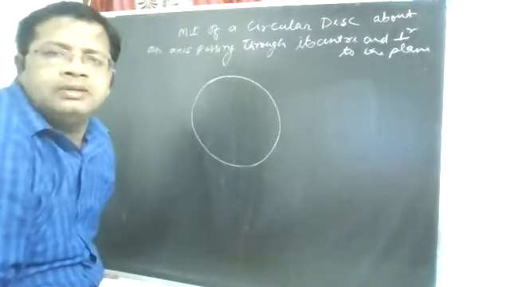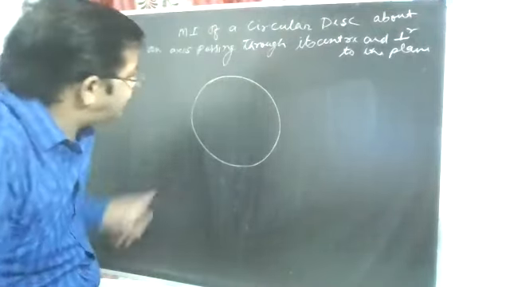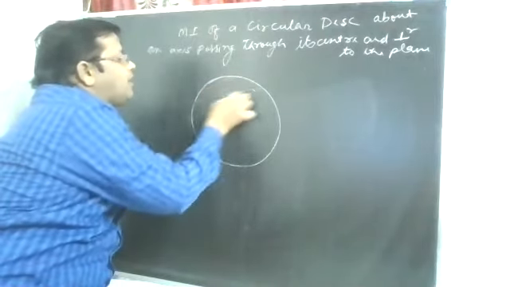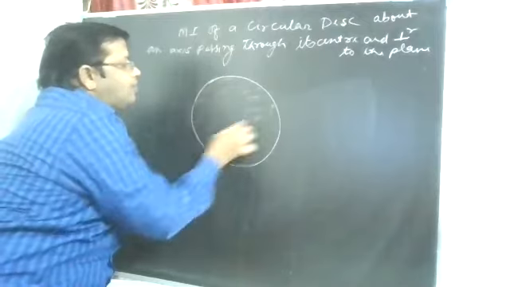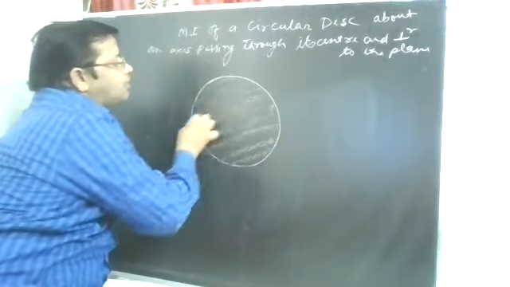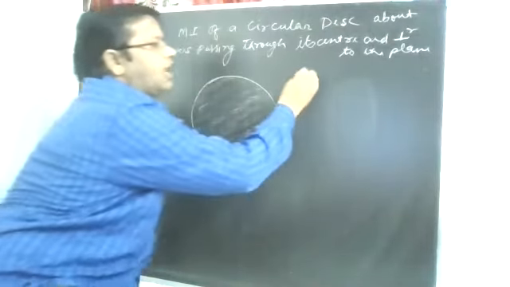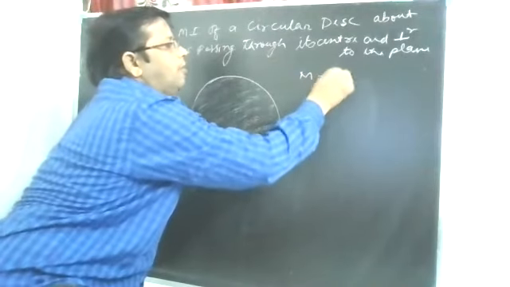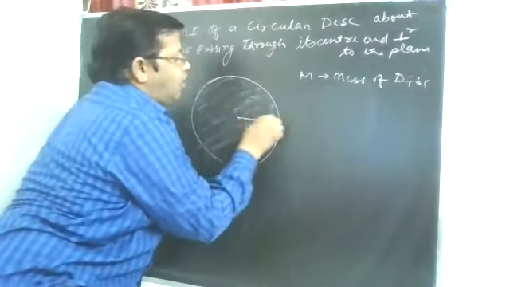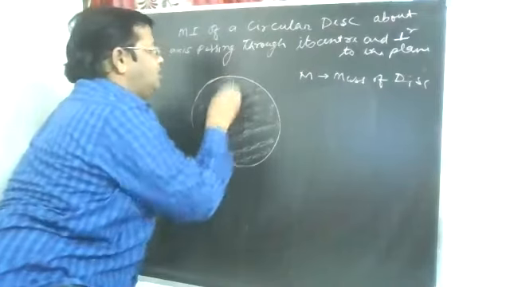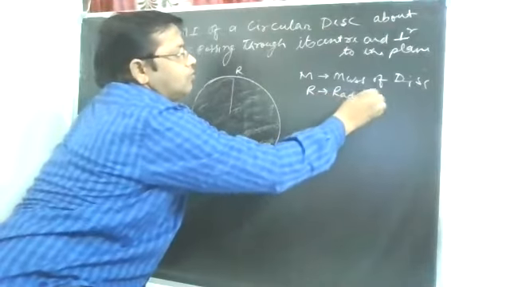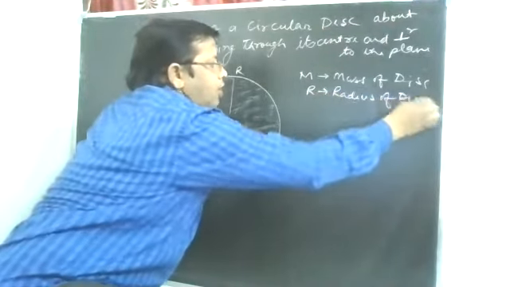See here, this is a circular disc and the axis is passing like this, perpendicular to this plane. See here, beta, everybody, mass is present everywhere. This is the disc, meaning a circular plate. What is the mass? M is the mass of the disc. And this is circular, so R is the radius of the disc.